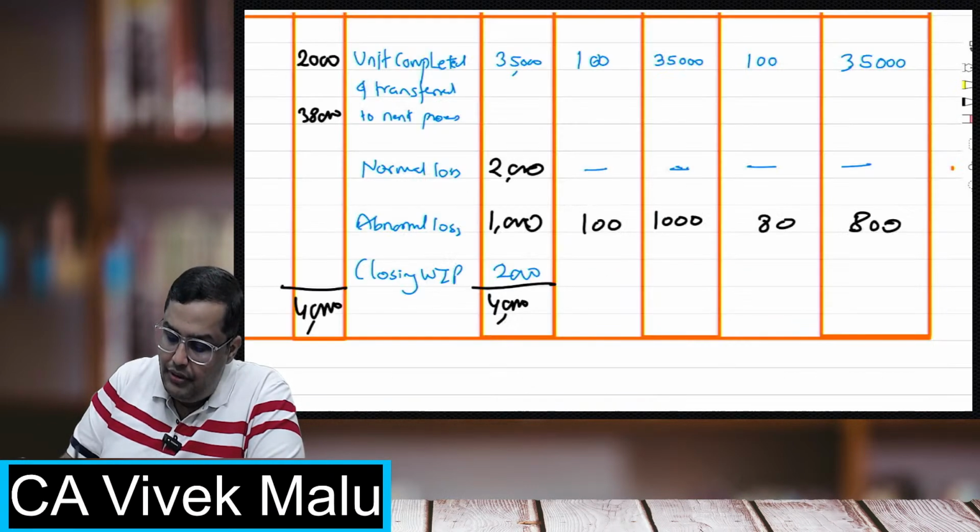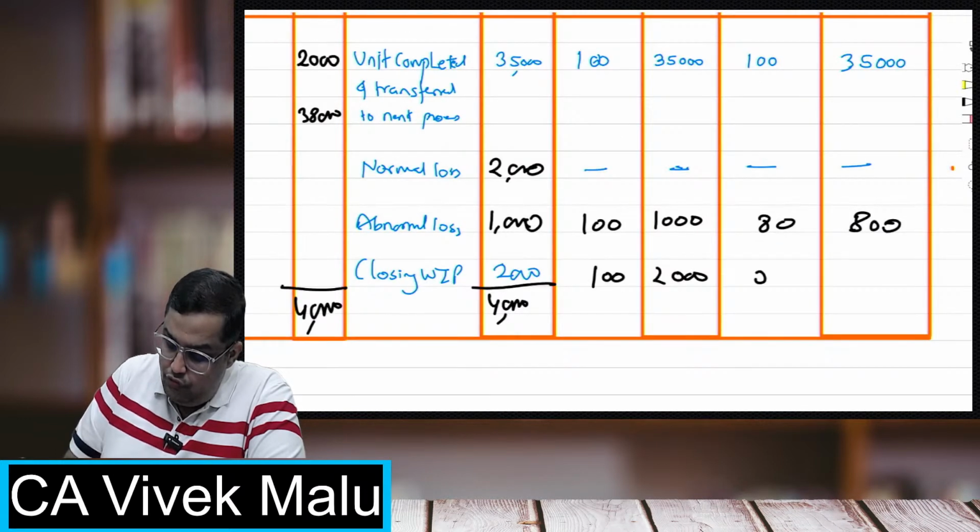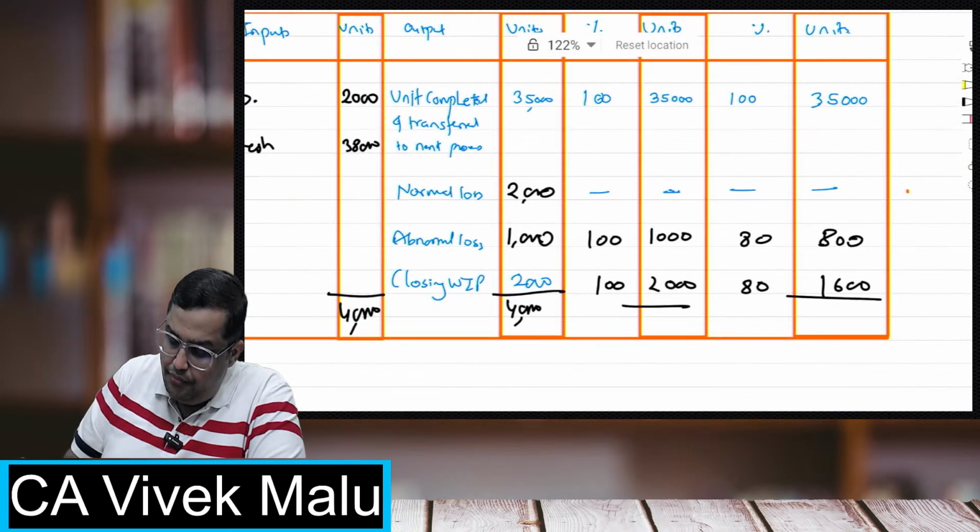So 100% for materials, so this will be 2,000. And 80% for this one, so that will be again 1,600 units. Now take the total of this. So in terms of material, they are 38,000 units.